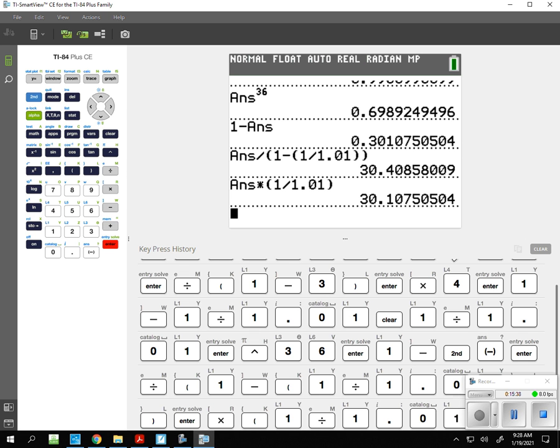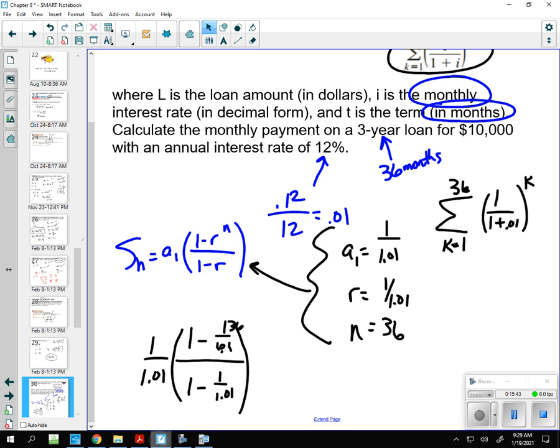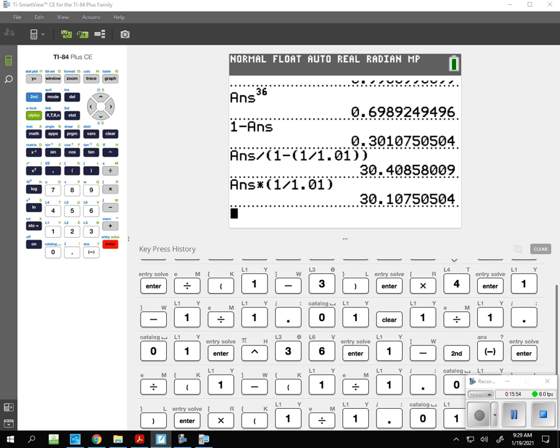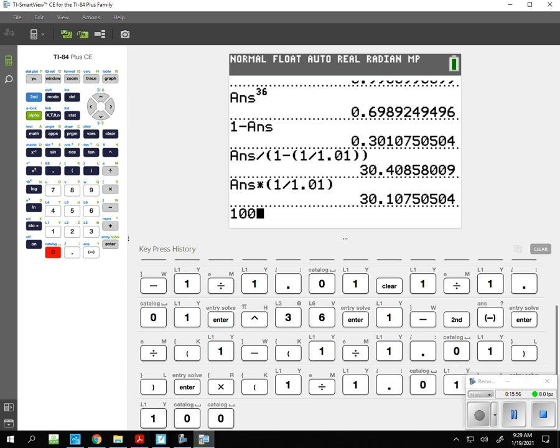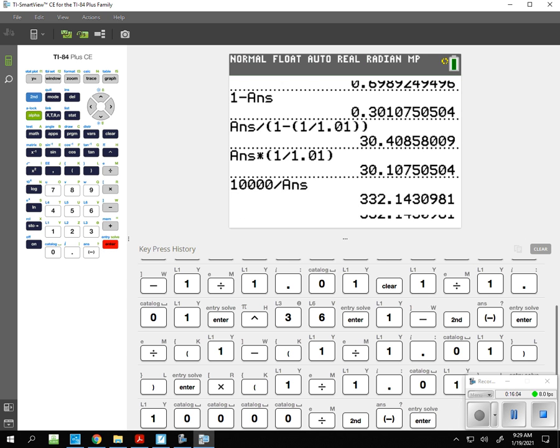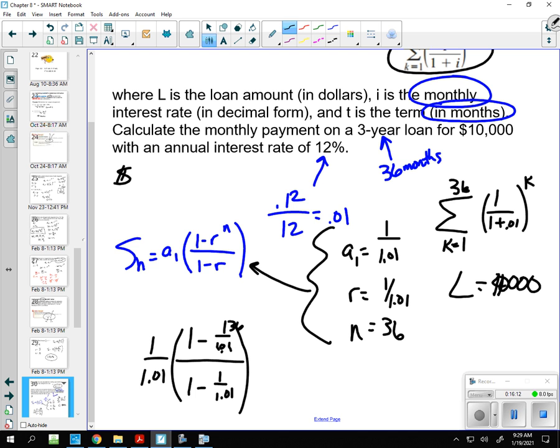Now, next, I want to take the actual loan amount. So going back over here. L is $10,000 loan. So if I take 10,000 divided by my sum, so the previous answer that I just had, my monthly payment is $332.14.